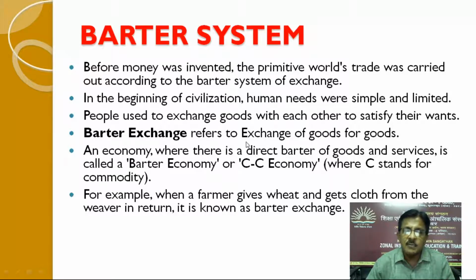Barter exchange refers to exchange of goods for goods. An economy where there is a direct barter of goods and services is called a barter economy, or CC economy, where C stands for commodity. That is commodity for commodity economy. For example, when a farmer gives wheat and gets cloth from the weaver in return, it is known as barter exchange.